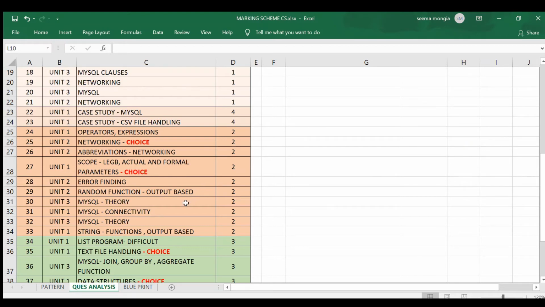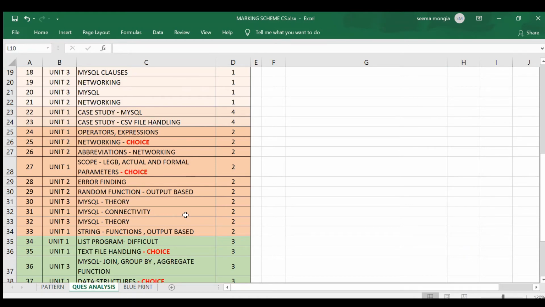Then a theory portion of a little bit of MySQL is being covered here. MySQL connectivity based questions are being covered here. You must note here that MySQL connectivity is given for the projects. Students are expected to develop a project either using the CSV file handling or using MySQL connectivity as the backend and the front end as Python.